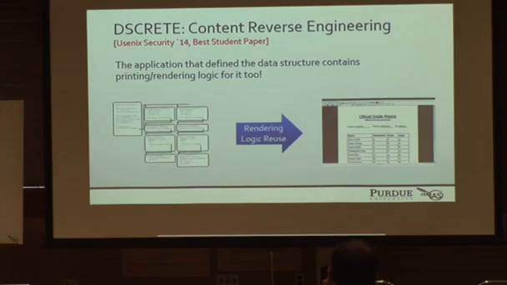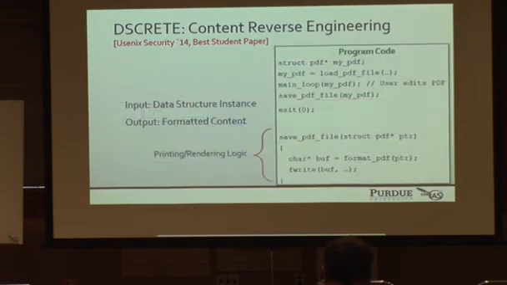And a recent paper of mine overcomes this challenge by making the observation that if an application defines a data structure, like that PDF data structure, the application must also define some printing or rendering logic for that data structure, right? So for instance, we have that PDF data structure in memory. The program that defined that data structure must also know how to display the PDF. It has to know how to save the PDF to a file. So why can't we reuse that logic to give investigators access to the content of that PDF?